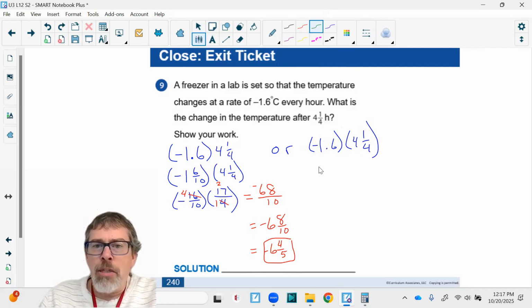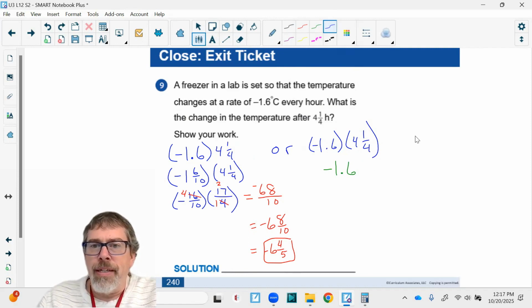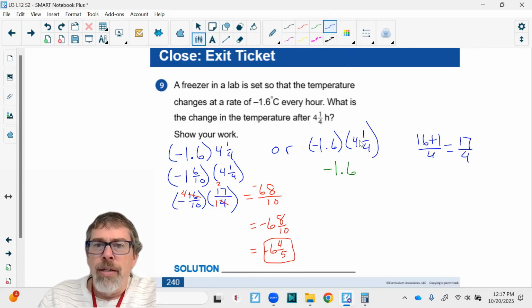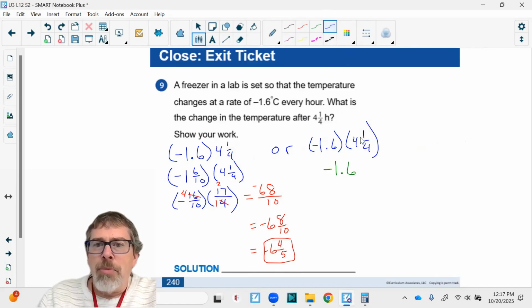How about we make this a decimal? So I'm going to leave that negative 1.6, and I'm going to convert 4 1/4 into a decimal. So 4 times 4 is 16, plus 1 over 4. That's how we do it. 17 over 4 is the same as 4 1/4. Okay. Whoops, I don't want to make it a mixed fraction. My fault. Apologize. I already did that. What I want to do is make this a decimal. So negative 1.6 and 4 1/4 as a decimal is 4.25.